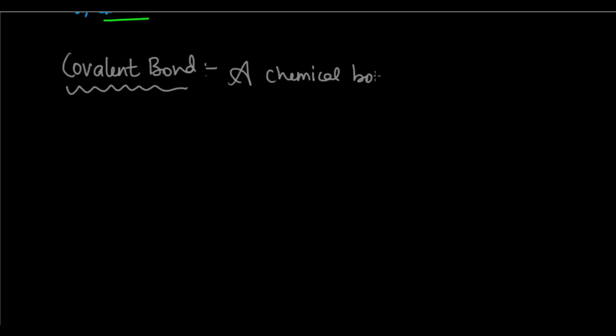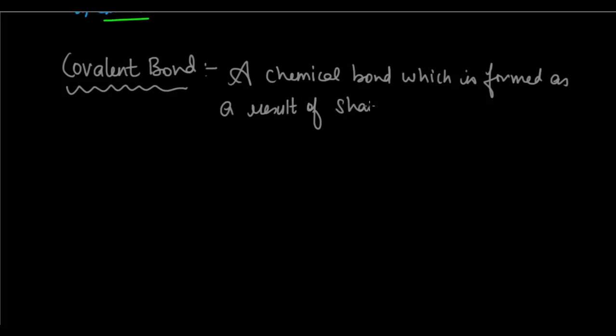And this covalent bond is a chemical bond which is formed as a result of sharing of electrons. So basically electrons are not lost or gained here, they are shared, right? We share electrons, right? So let us take some examples to understand this.